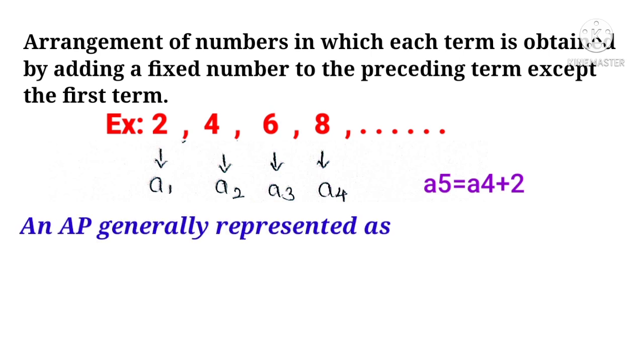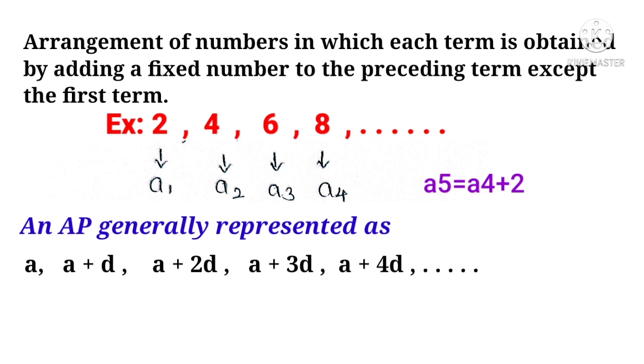An AP is generally represented as A, A plus D, A plus 2D, A plus 3D, A plus 4D, and it goes on. Here A is the first term A1, A plus D is the second term A2, A plus 2D is the third term that is A3, A plus 3D is the fourth term that is A4, A plus 4D is the fifth term that is A5. You can observe here for A2 we have 1D, for A3 we have 2D, for A4 we have 3D, for A5 we have 4D.